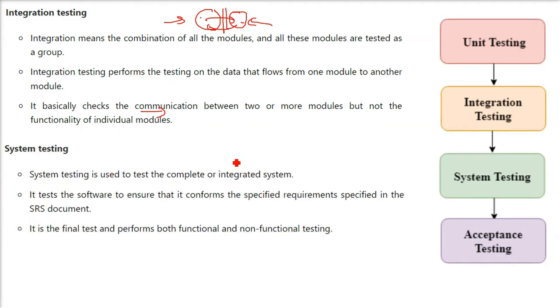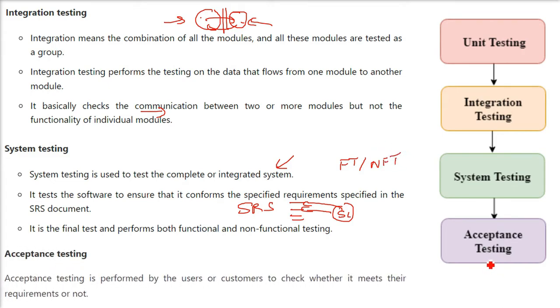Then the system is finally complete. System testing is used to test the complete, integrated system. It is basically related to the SRS, the software requirement specification, to check that all the requirements are completed. This is system testing. And as I said, both functional and non-functional testing are performed as a part of system testing. And finally there is acceptance testing, which is performed by the users, the stakeholders, the customer.